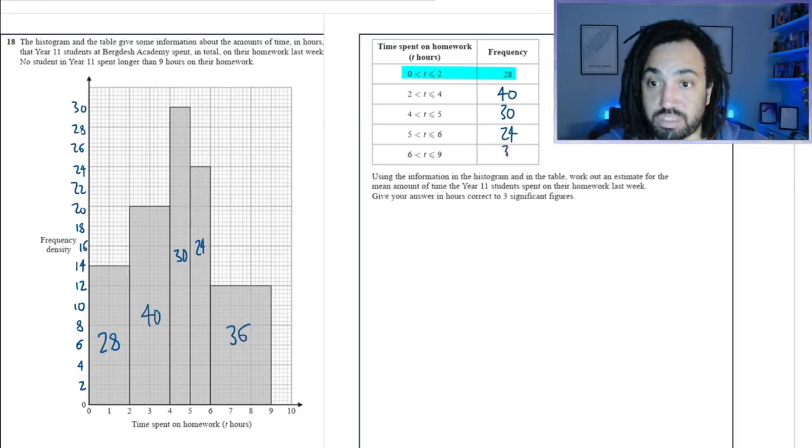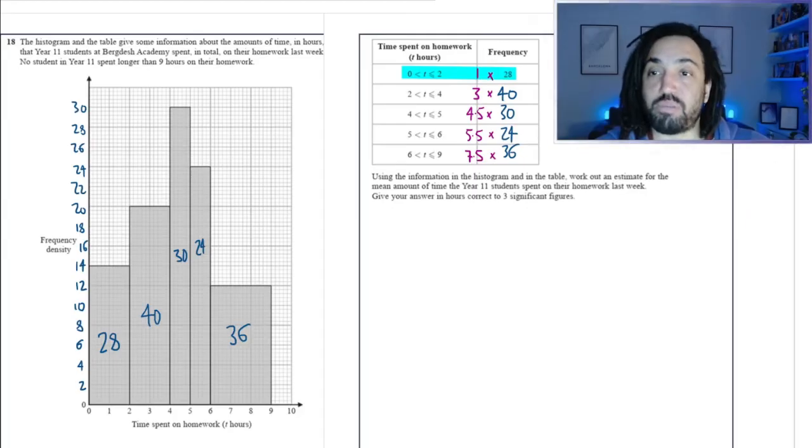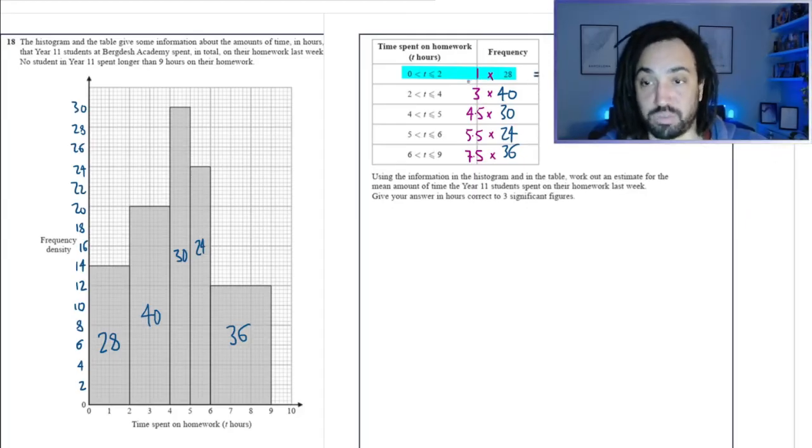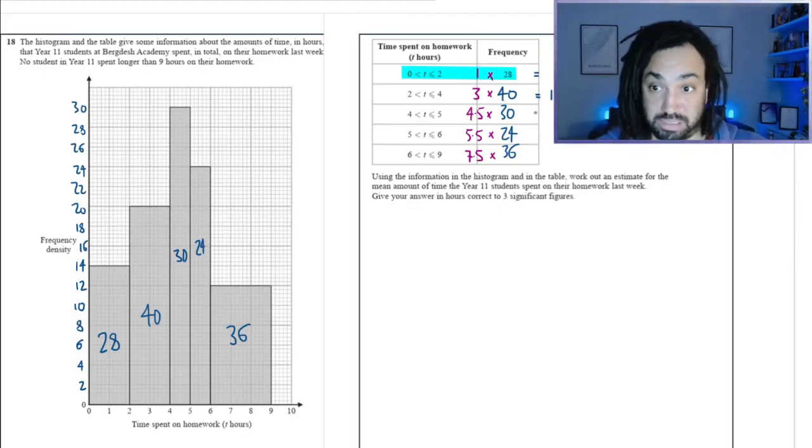Then we need to just use our knowledge of frequency tables to work out the mean. So what we do is we do the midpoint times by the frequency. So the midpoint here is 3. No, it's not. It's 1. This one's 3. This one's 4.5. This midpoint is 5.5, and this midpoint is 7.5. So we take the average value within the interval and use that, and then we multiply it by how many things there are in that interval. So this gives us 28, this gives us 120, this gives us 135.